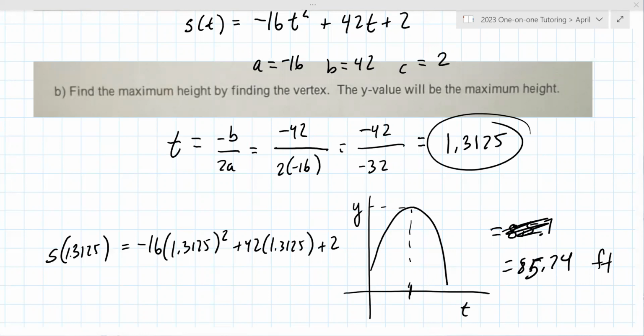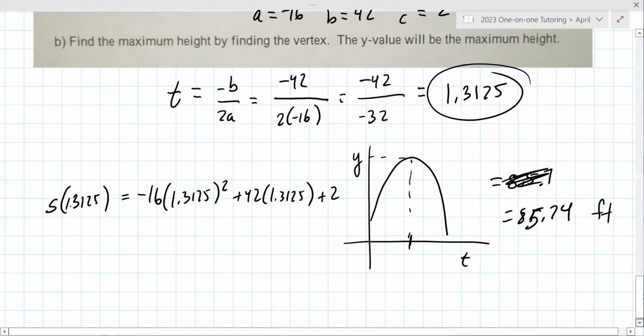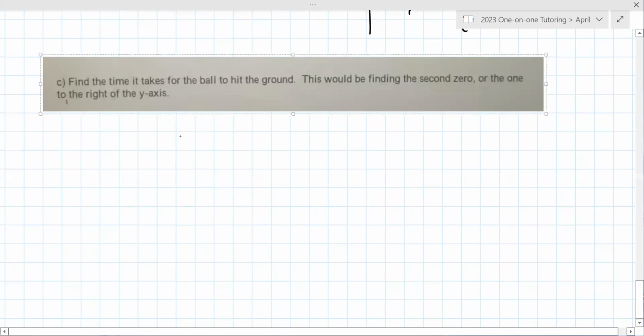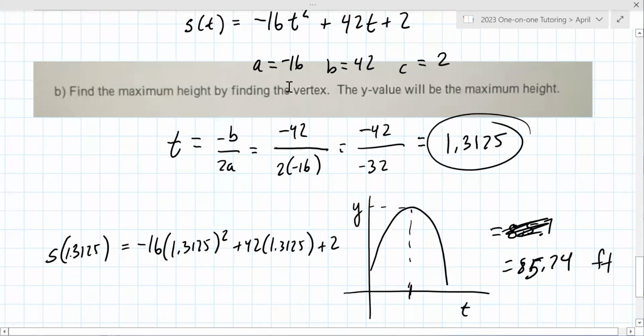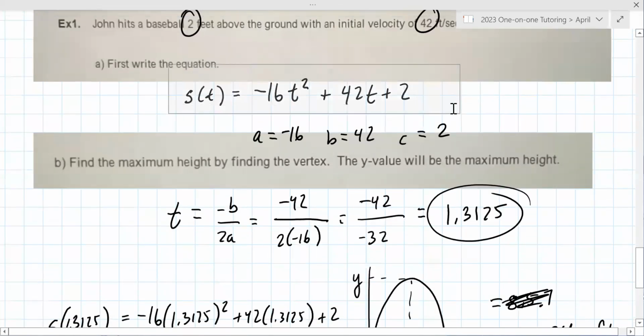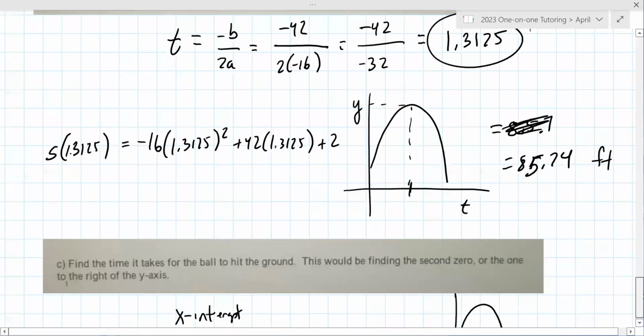All right, next thing it's asking for is the time it takes for the ball to hit the ground. So this is the x-intercept. They're just adding some extra information. So we know that it goes up and it comes down, boom, it's there. So you're setting this original equation equal to 0.